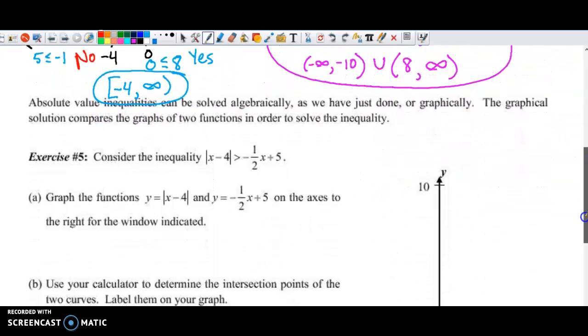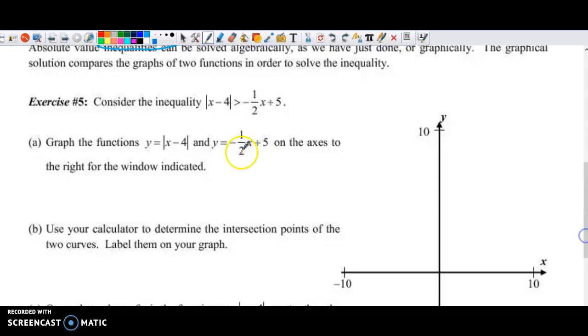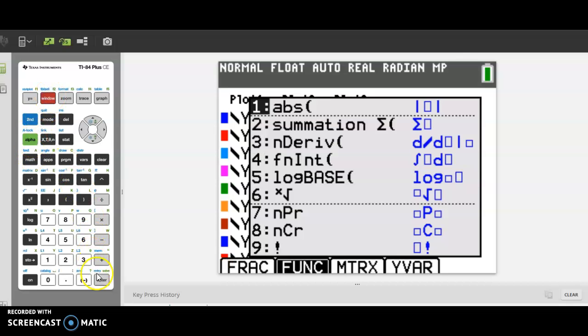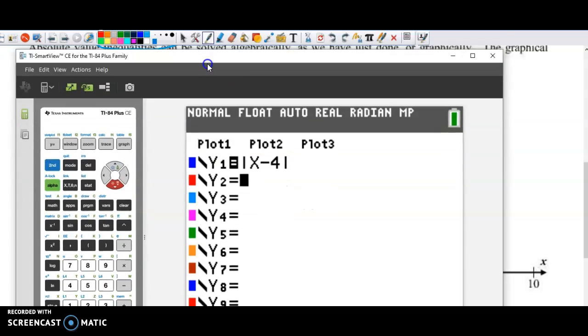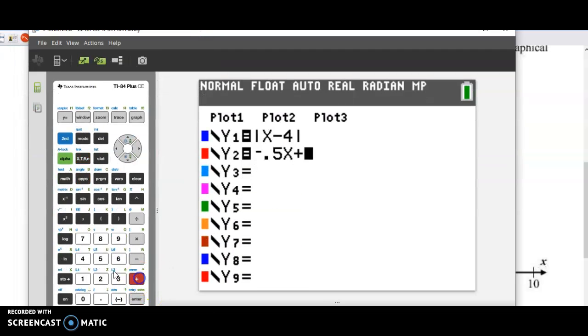And then we can also look at this on an XY graph, doing very similar things. And so with a calculator, I could type this in. Hopefully I can do this quickly. Y equals absolute value of x minus 4. So that's going to be my blue graph. And then the other one is negative 1/2 x. I'm just going to write 0.5x to save me some time, plus 5.